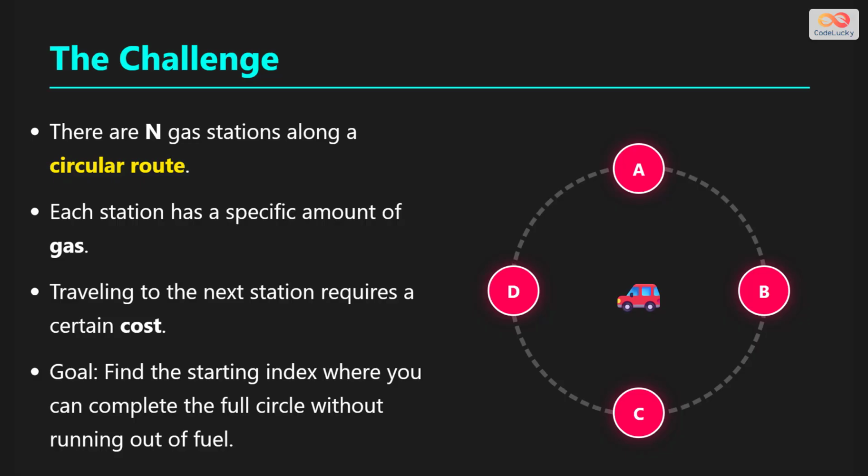Imagine a circular route with n gas stations. Each station has a certain amount of gas available. However, to travel from one station to the next, it costs a specific amount of fuel. Your goal is to find the starting station index from which you can travel around the entire circle and return to the start without running out of gas.